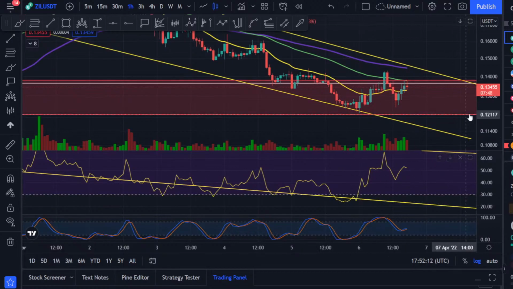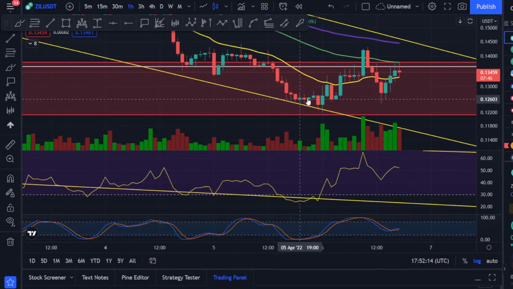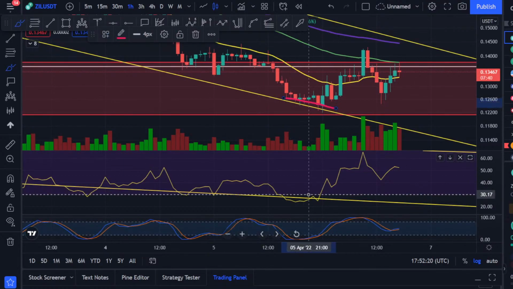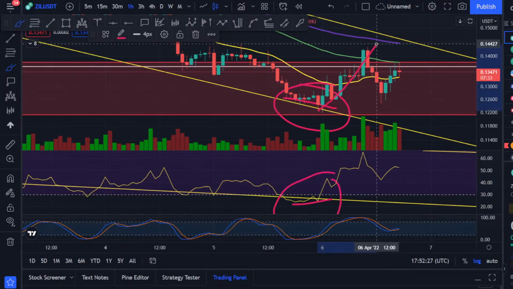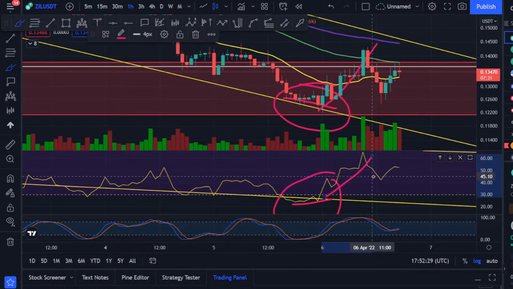Okay, I see this was a bullish divergence. It happened over here. You can see the price was coming down, and the momentum was picking up. So this is a bullish divergence that took place. That's why you had this rally towards the upside. And you can clearly see.